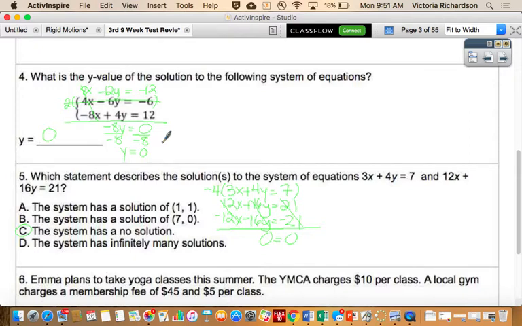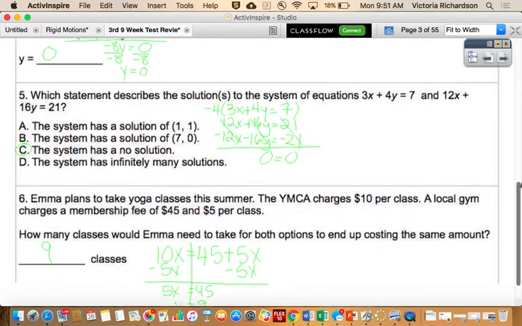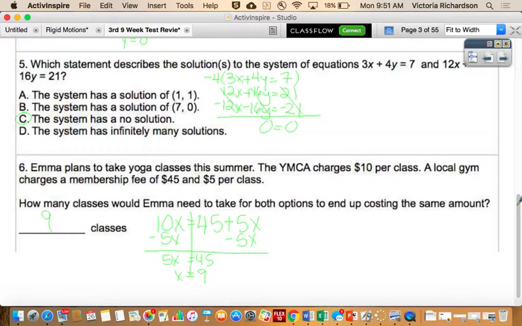If it asked you to find x, you would take the y equals 0 and replace the y in one of the equations with that 0 and solve for x, and that would give you the answer for x. Number 5, which statement describes the solutions to the system of equations?